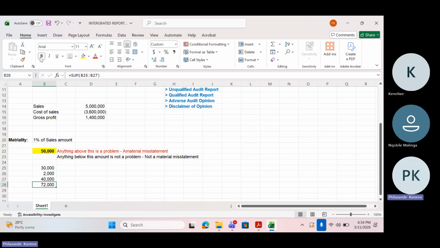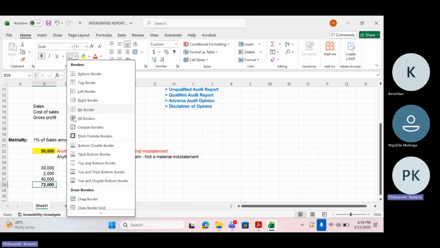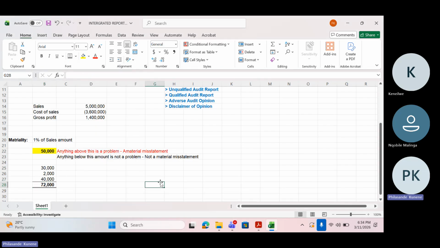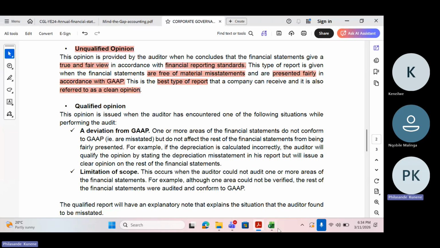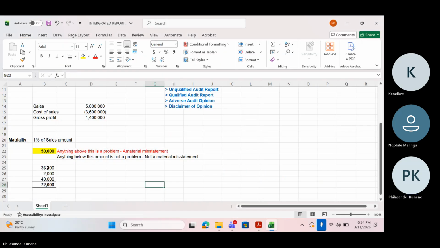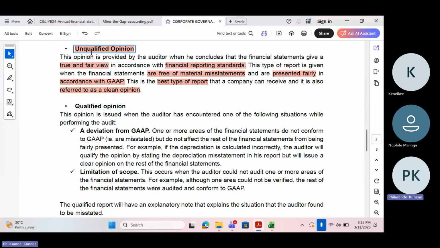In aggregate, they become 72,000. Now it becomes a problem. I will not give you an unqualified audit opinion if you made a number of errors, even though each of them individually is below 50,000. But in aggregate, when I add them all, they become 72,000. You failed as an accountant. I will not give you an unqualified opinion.